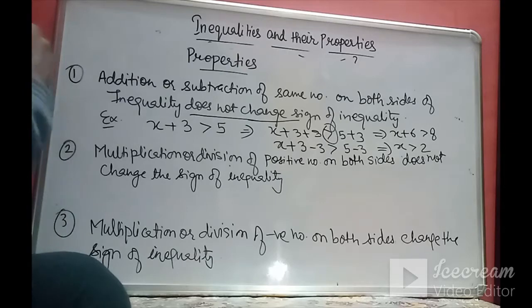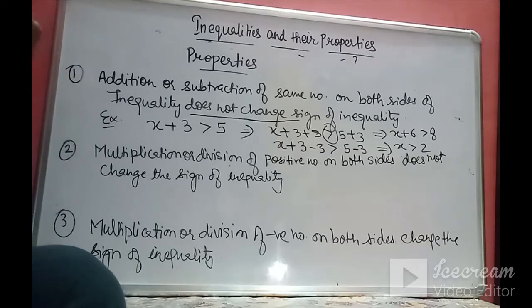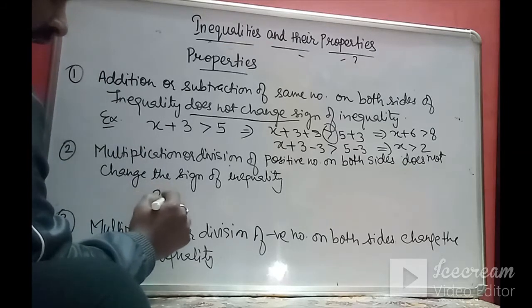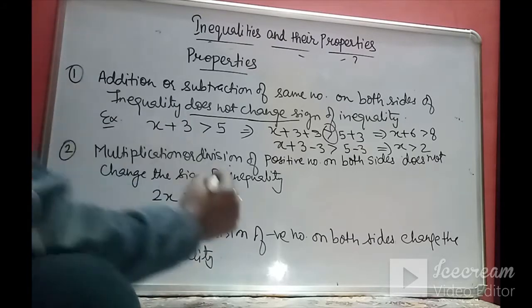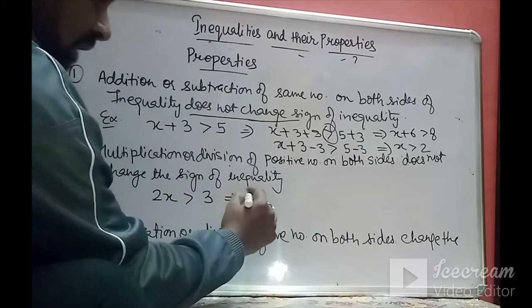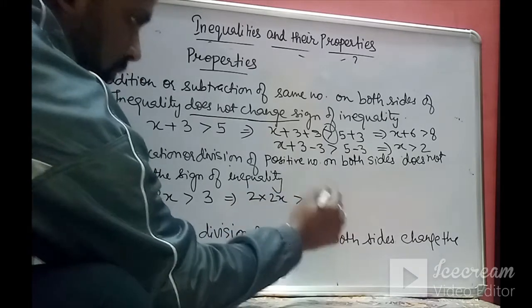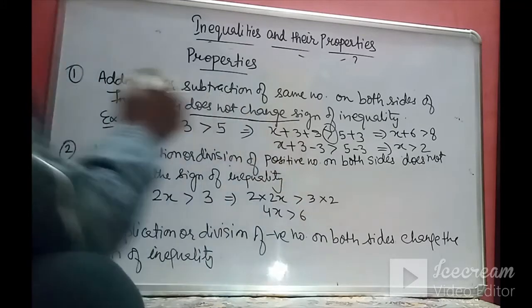Then, multiplication or division by a positive number on both sides does not change the sign of the inequality. What I mean to say is, suppose it is given that 2x greater than 3, and suppose I multiply both sides by 2, 2 into 2x greater than 3 into 2, so it becomes 4x greater than 6.